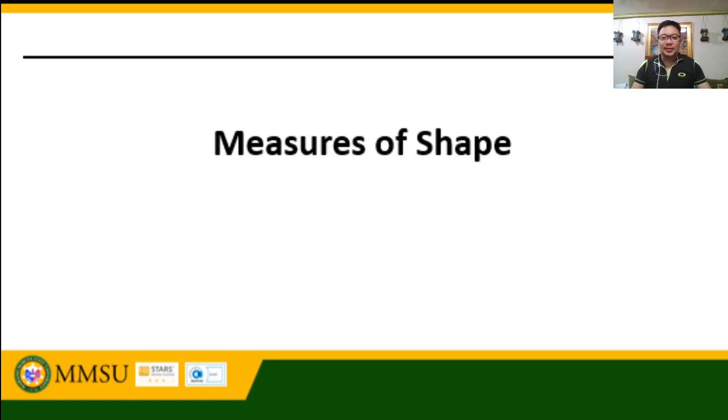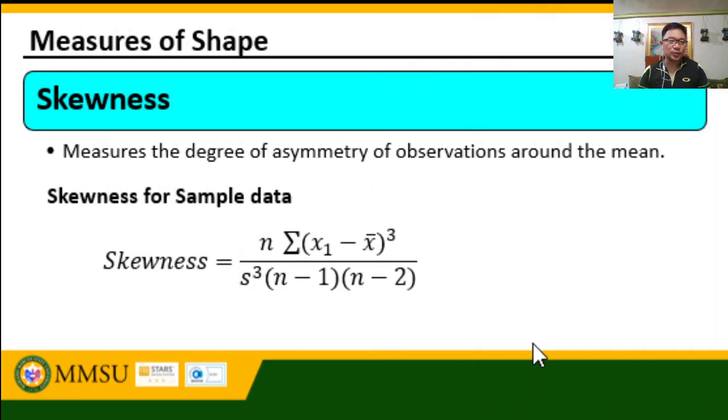Good morning, class. So let's continue to discuss the third group of measures for descriptive statistics. These are the measures of shape. For the first measure, we have skewness. Skewness describes the lack of symmetry of the data.